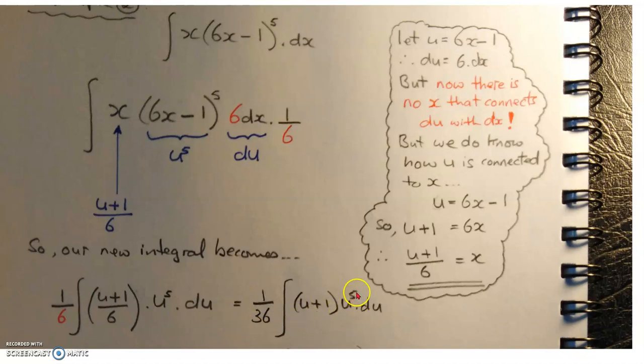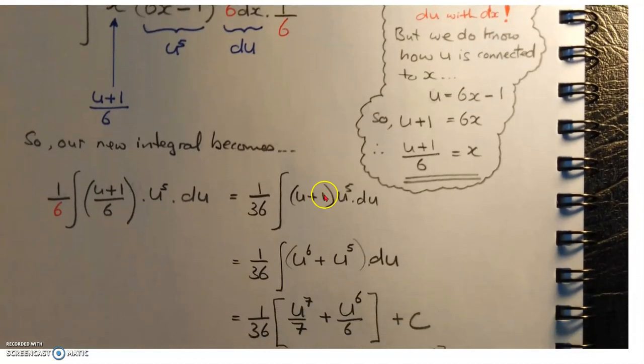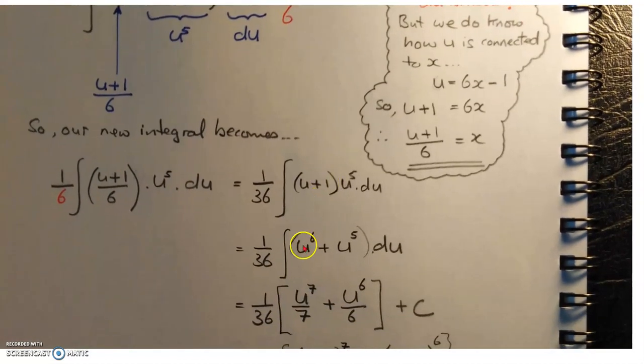This u to the power 5 now multiplies out the brackets to give us u to the power 6 plus u to the power 5. There it is. We can now integrate it term by term. So this u to the power 6 is going to go to u to the power 7 over 7, and this u to the power 5 is going to go to u to the power 6 over 6, plus c.